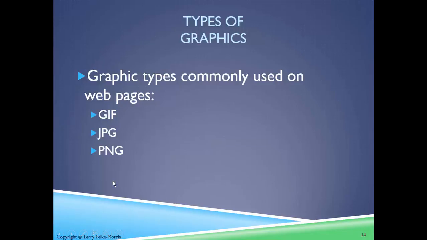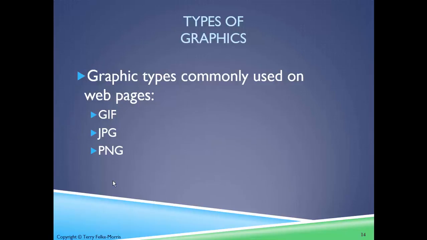All right, let's switch here and start talking a little bit about graphics. If you're following along in the book, we're all the way up to page 140. There are 3 basic types of graphics that get used, and as you can see here, they go by their names, which are GIFs, JPEGs, and PNGs.